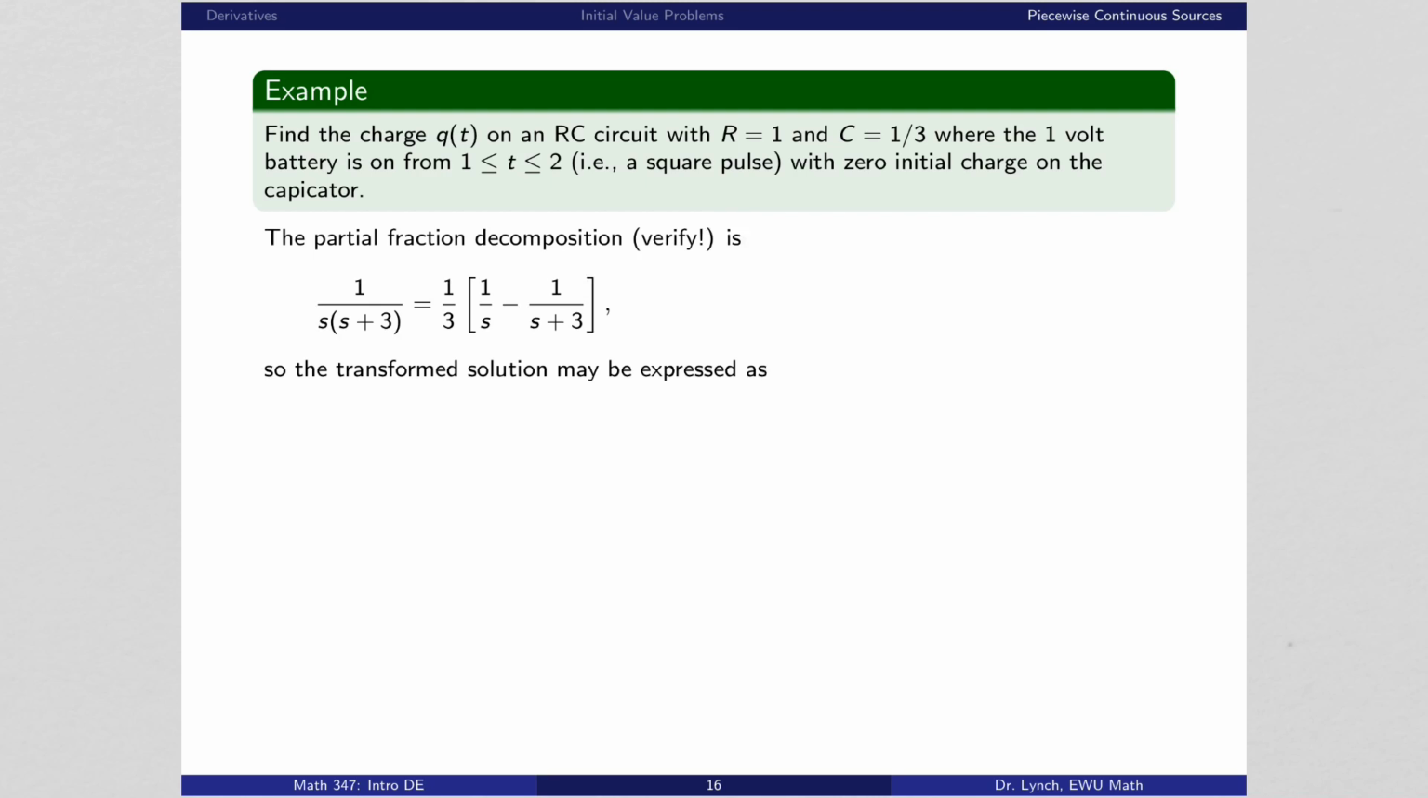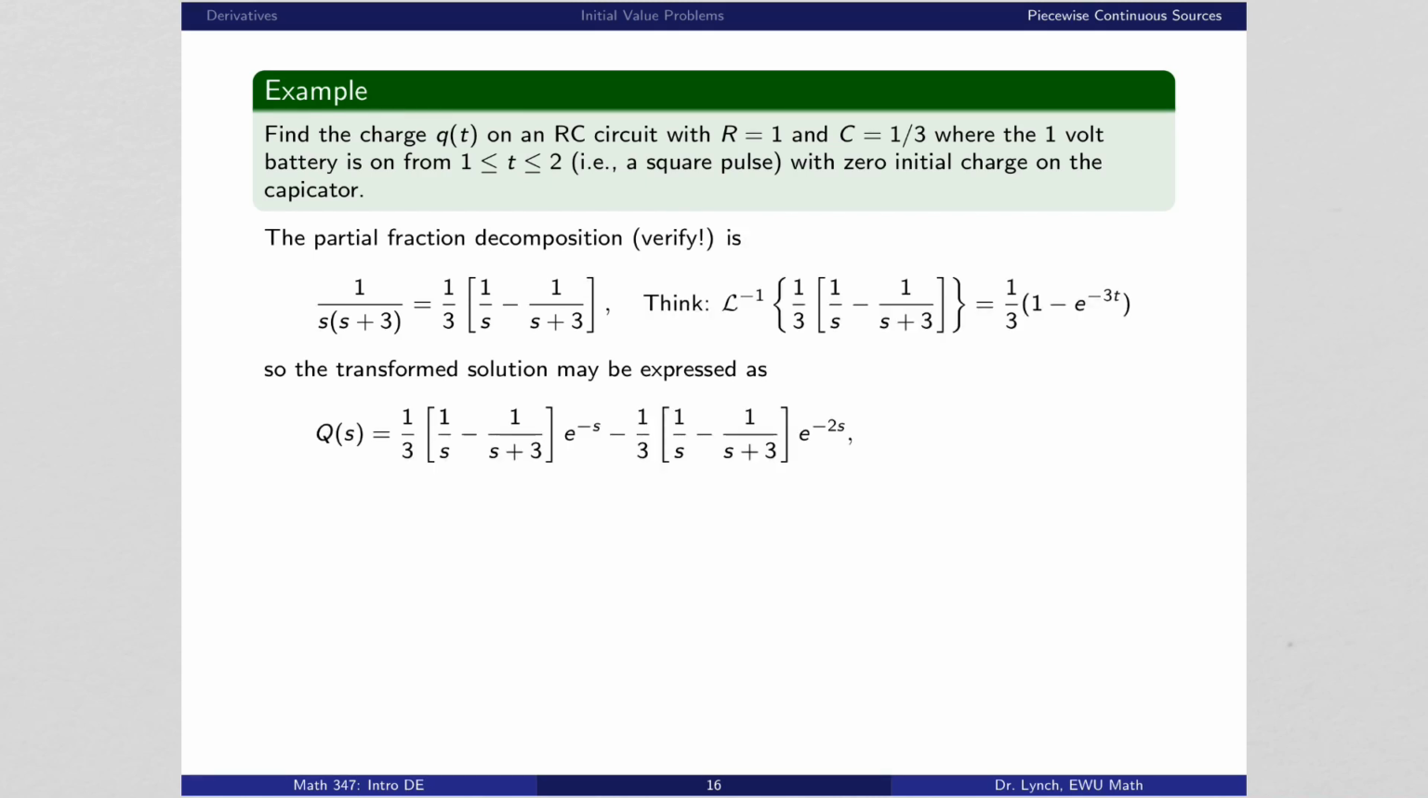So a partial fraction decomposition, which again I'll invite you to verify, tells us how to find the inverse transform of that. So here you should see something that looks like the transform of 1 over s, and the transform of e to the minus 3t, which is 1 over s plus 3. Okay, so with this as our base inverse transform, we can go ahead and switch that at t equals 1, and then switch it again at t equals 2.